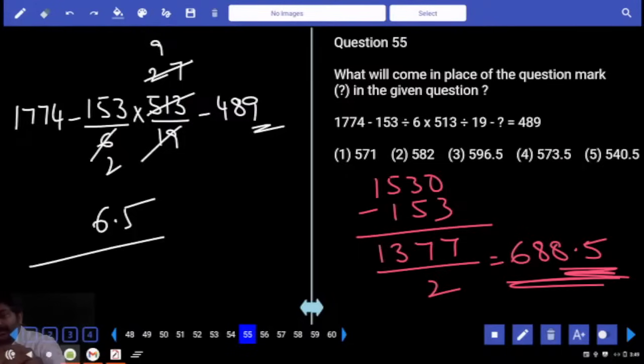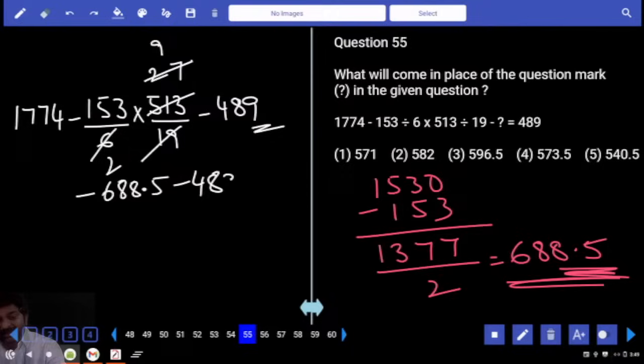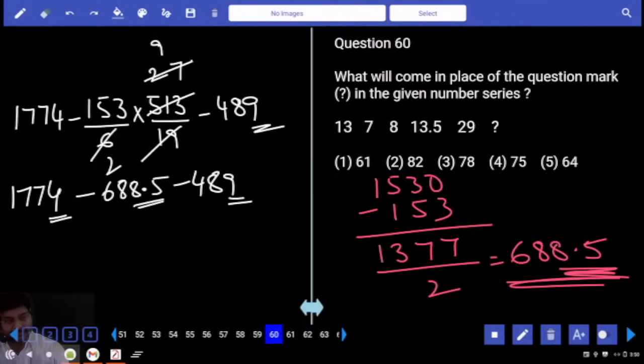అర్థం కాల. ఓరే మీ దుంపదేగా. This is 688.5 minus 489, 1774. Both are negative numbers. 8.5 plus 9, 7.5 should be subtracted from 4, right? We cannot subtract from 4, so make it 14. 14 minus 7.5. Answer should end with 6.5, third option answer. Okay.